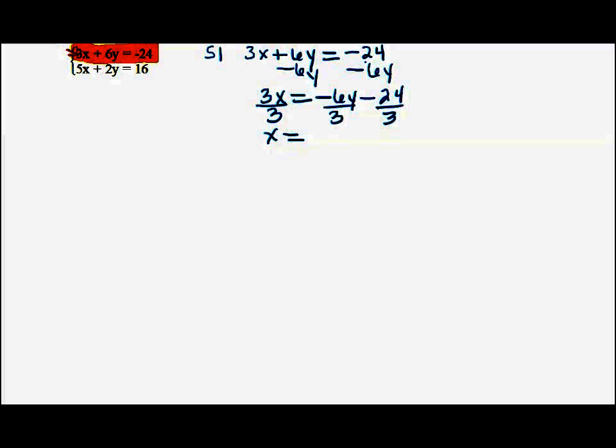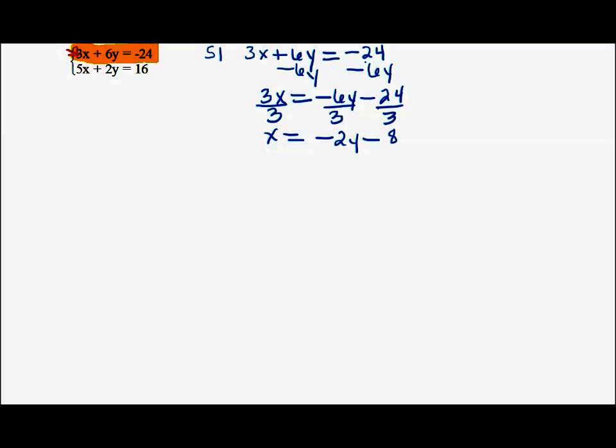That leaves me with 3x is equal to a negative 6y minus 24. Now I'll divide everything by this positive 3. That leaves me with x is equal to negative 2y minus 8. Okay? Now I don't have any fractions.